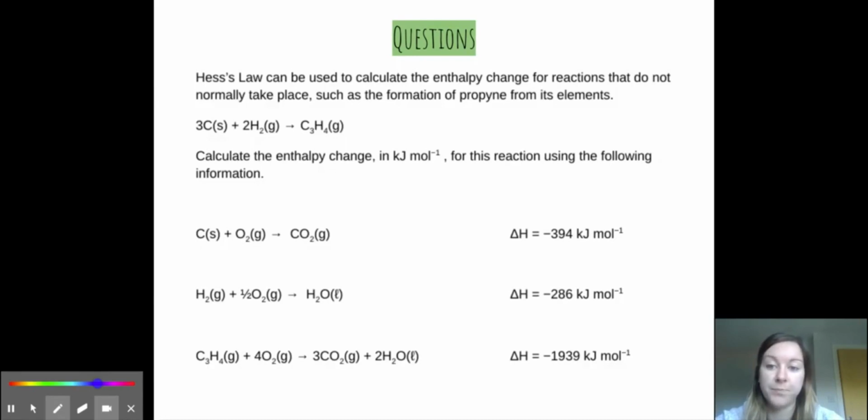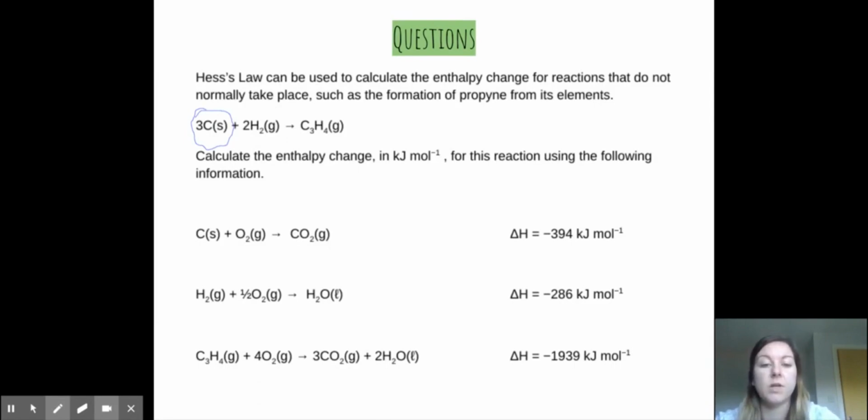So we're just going to go ahead as usual and go through our target equation and see which equations we need to change. So our first substance in the equation is 3 carbon solid. So we're looking at the equations. The first equation has 1 carbon in it, so it's looking like we're going to need to multiply that whole equation by 3. So if we do that, we have 3 carbons, which we're looking for, 3 oxygens and 3 CO2. And then remember, we need to multiply our enthalpy value as well by 3, and that will equal negative 1,182 kilojoules per mole.